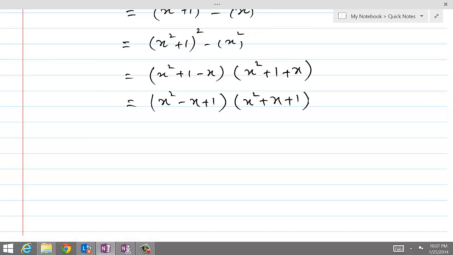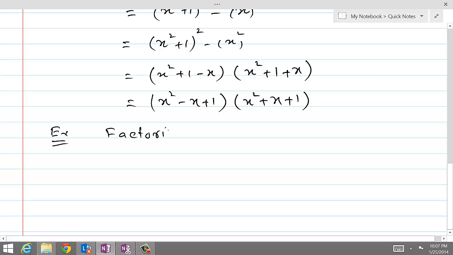But now the last question, which I will leave for you, is an example. Factorize x⁸ + x⁴ + 1. Remember the highest degree term and the lowest degree term. Those are the two terms we are interested in for completing the square. So this is (x⁴)², the highest degree term, plus the lowest degree term, which is 1².